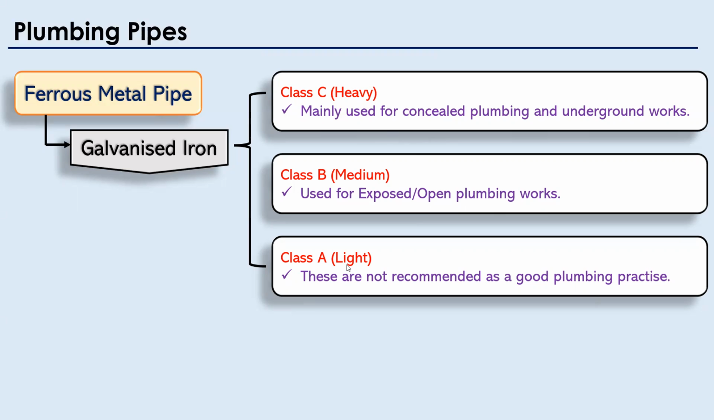Class A, which is light, is not recommended as far as good plumbing practice is concerned, because there are chances of bursting of the pipe because of its very thin wall thickness.